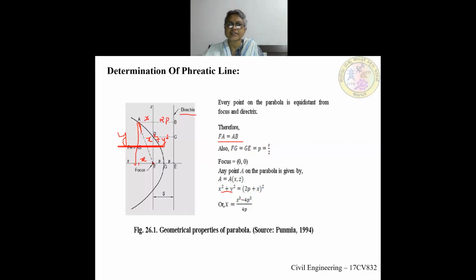So if you solve this, x, y is the coordinate. This distance, you have to take it as y, and this will be y square equals 4P square plus 4P x. There's a small correction here.